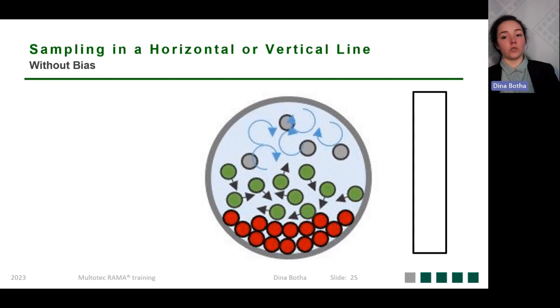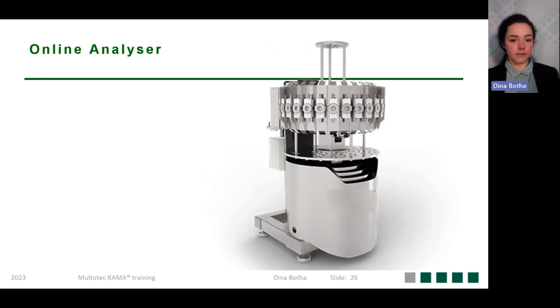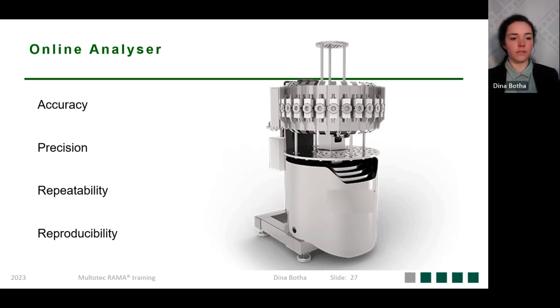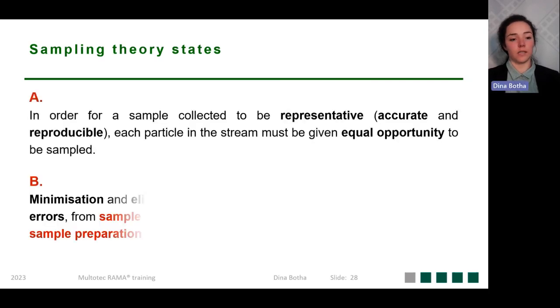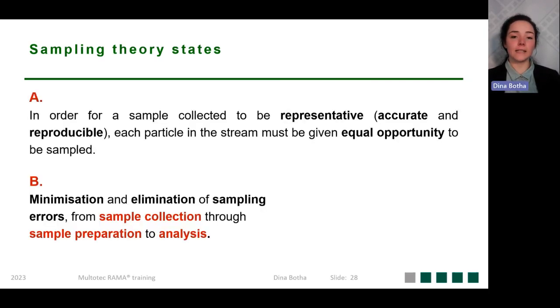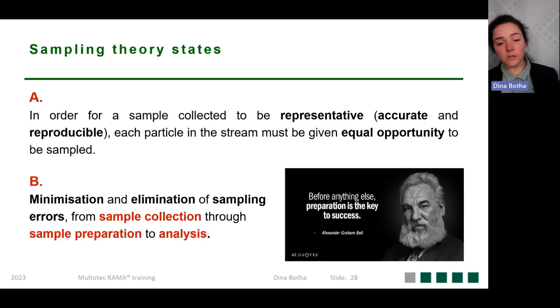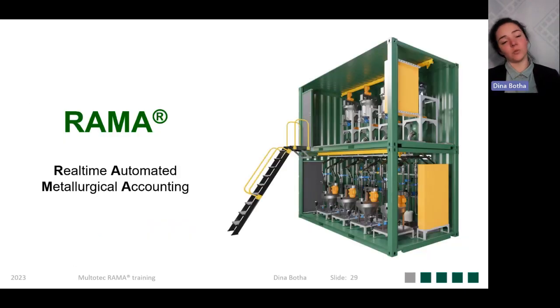Now, a lot of times when you have process control samplers, they are used for online analysis. But what are some of the keywords we look at when we try to buy an online analyzer? Accuracy, precision, repeatability, reproducibility. The second part of sampling theory states that we need to minimize and eliminate sampling errors from sample collection to sample preparation to sample analysis. Those 4 key words of accuracy, precision, repeatability, and reproducibility is not just for your analyzer. They need to be applied in your sample taking and your sample preparation systems as well. And that is where the RAMA system comes in.